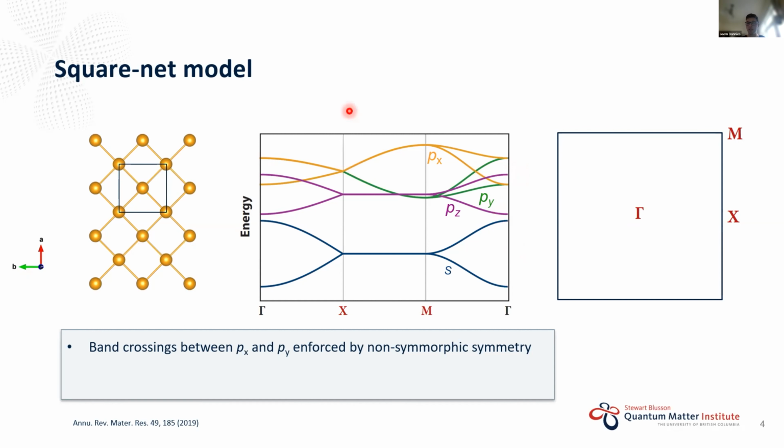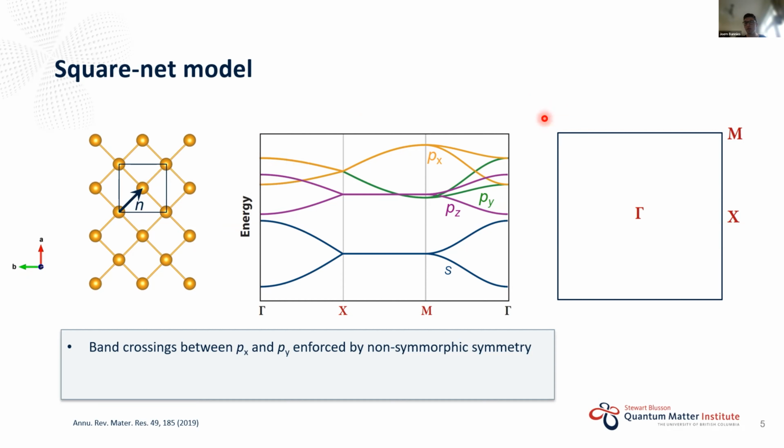These two crossings are special in the sense that they're enforced by the non-symmorphic symmetry in the square net. In the square net, we have an n-glide plane, which is a mirror operation followed by a translation along the diagonal of a unit cell, and it's this symmetry operation that dictates these crossings to appear.